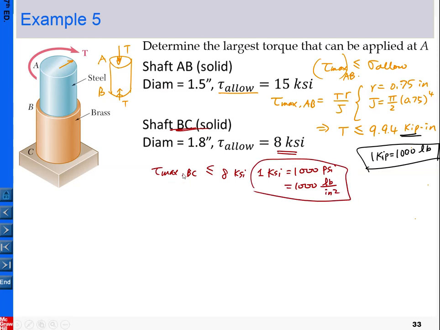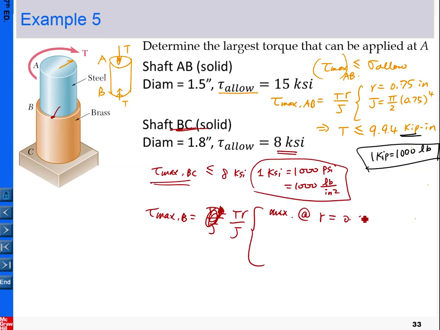So what is the maximum stress in BC here? The formula is Tc over J, or Tr over J, and the maximum happens at r equal to the outer radius, which is 0.9. And what is J? J equals pi over 2 times 0.9 to the fourth power, because BC is solid. Plug in here, and you can see that T must be less than or equal to 9.16 kip-inch.